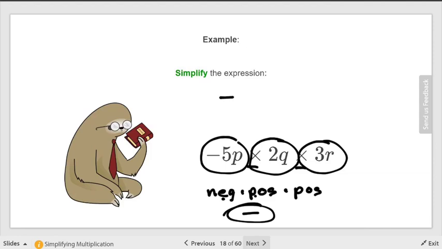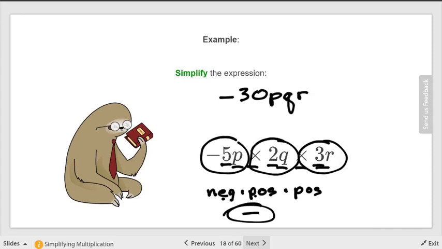Now let's multiply the numbers, guys. So 5 times 2 is 10. And 10 times 3 makes 30. And now all I need to do is put in all the letters. So I'm going to have a P and a Q and an R. They never change. You just stack them together. Now, P, Q, and R.